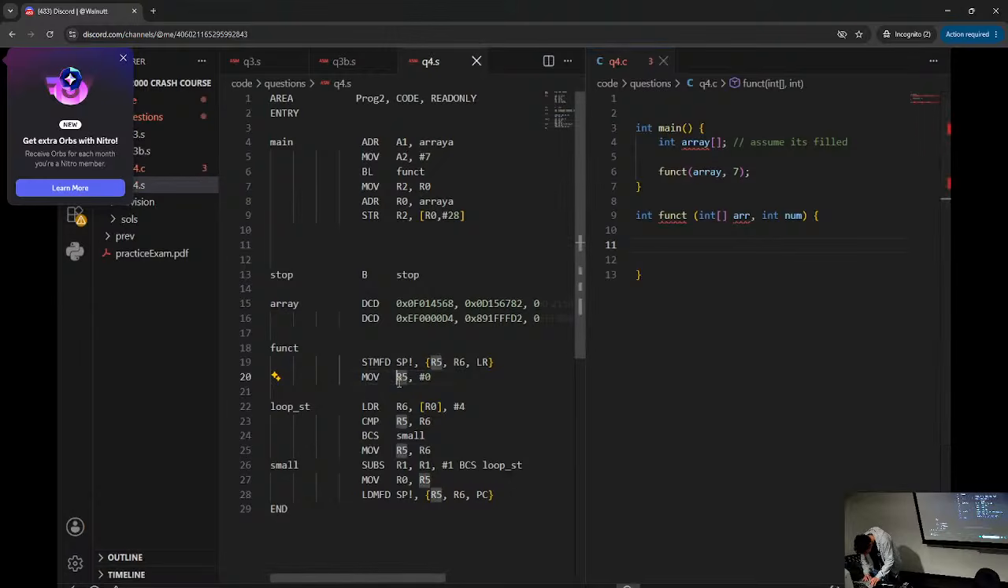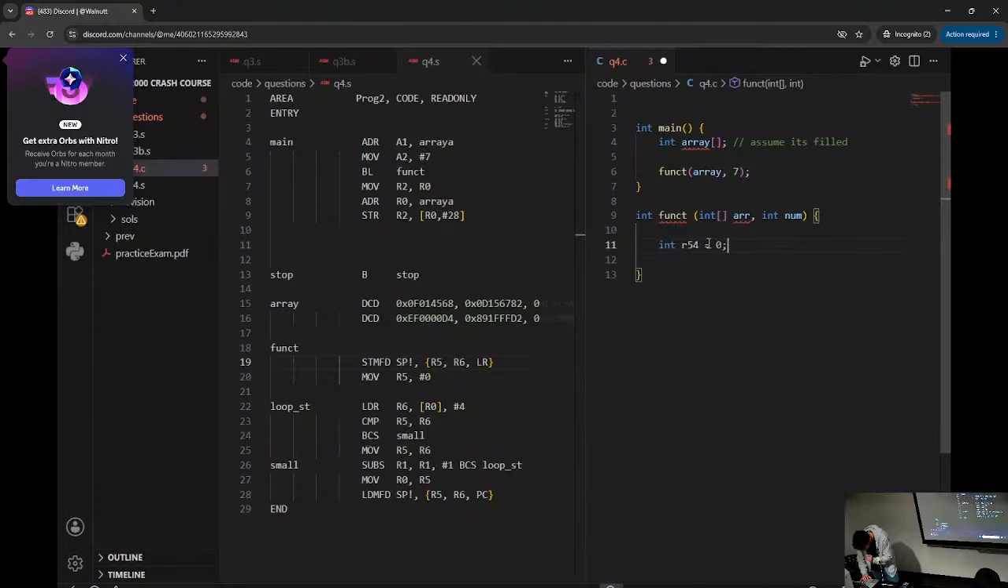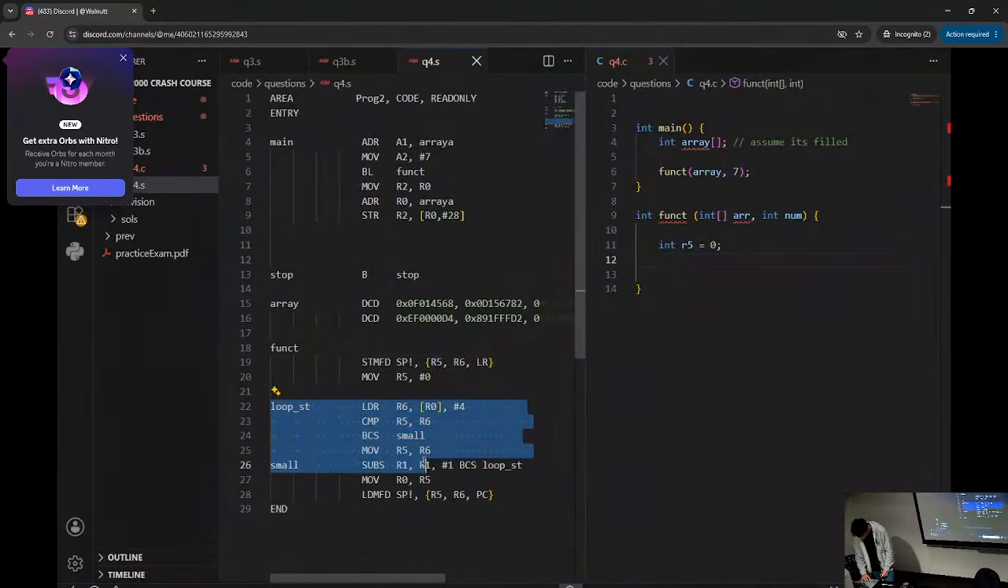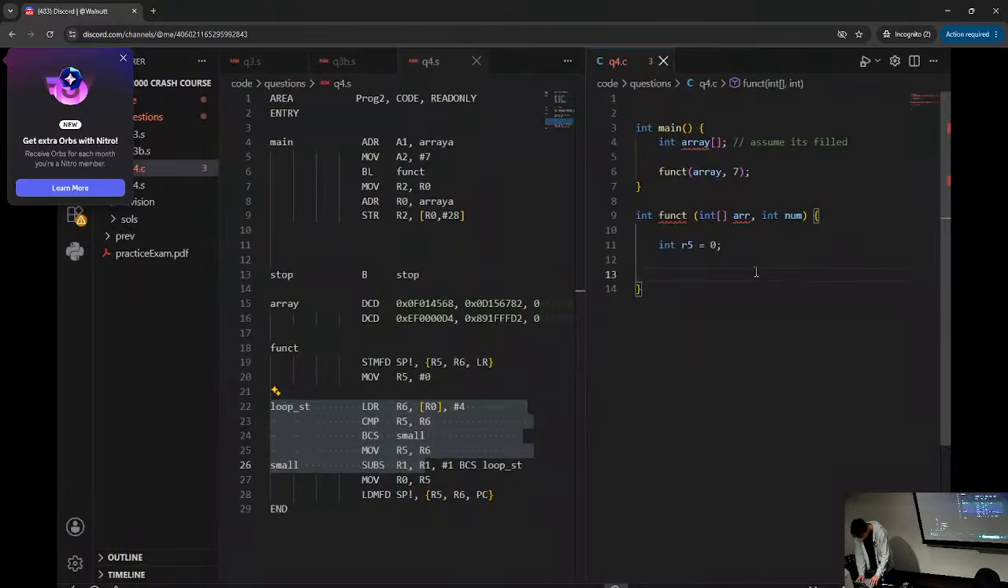Let's see now. We're storing 0 into a variable. So let's just call it R5 equals 0. All right. And then after that, it looks like we have something called a loop. Oh, a loop. Nice. Just looking at the labels, I can probably tell we're going to have some sort of loop here. So I'm just going to leave it as something like that. In fact, I'm going to do something called a do loop.